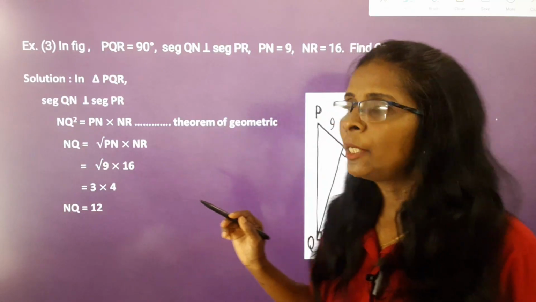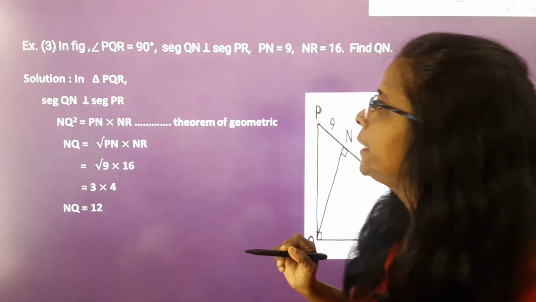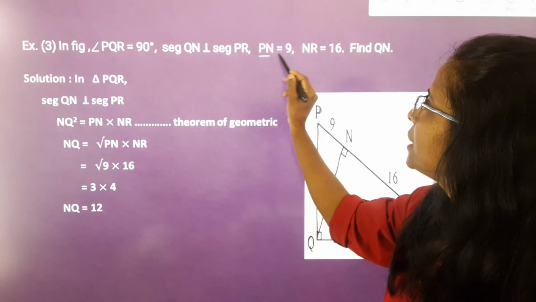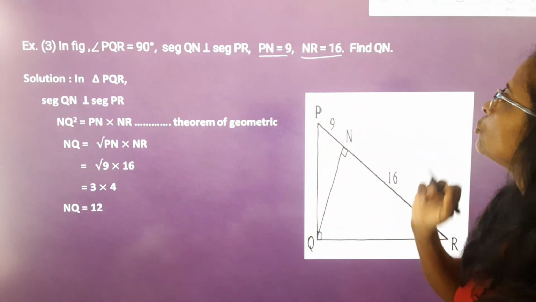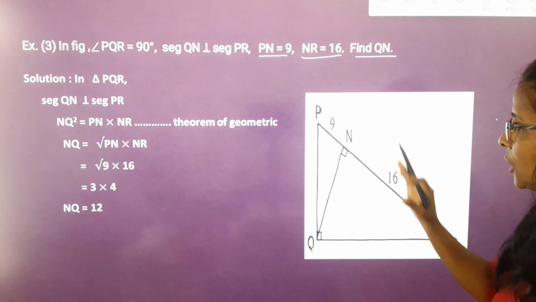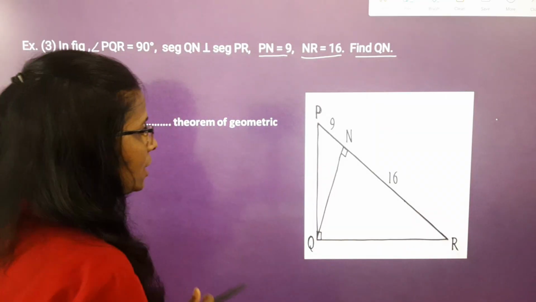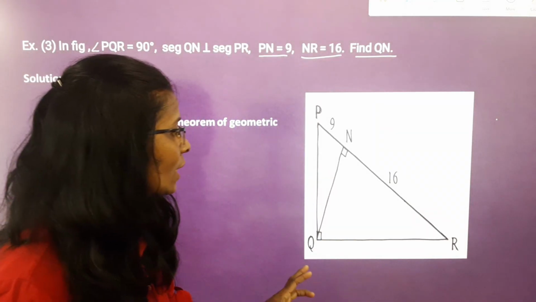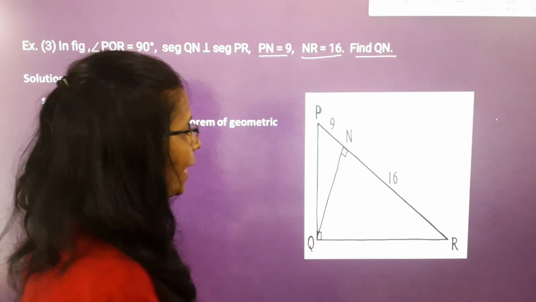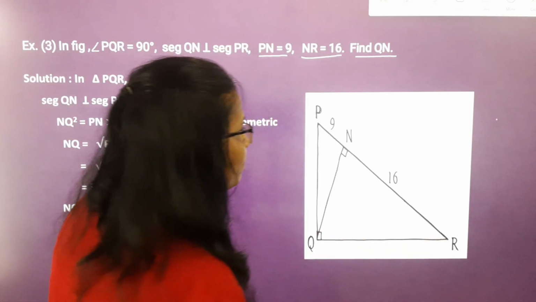Okay, the third example, students. Angle PQR is equal to 90 degrees, segment QN perpendicular to segment PR, PN is equal to 9, NR is equal to 16, and find QN. Okay, observe this figure carefully, students. See here, in this triangle PQR, angle Q is 90 degrees, and here QN is perpendicular to PR.